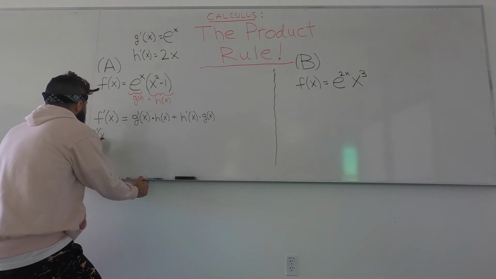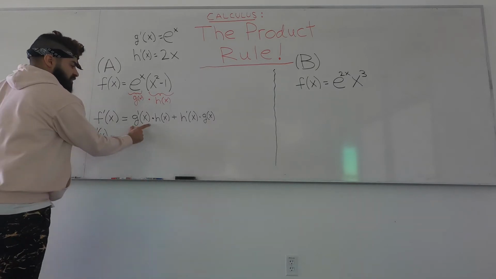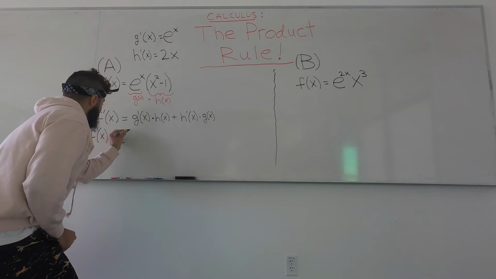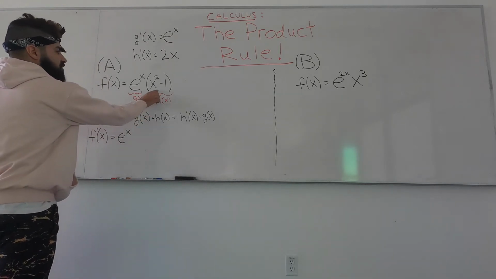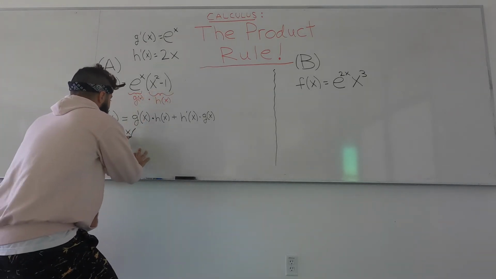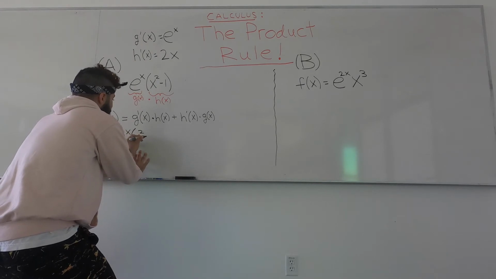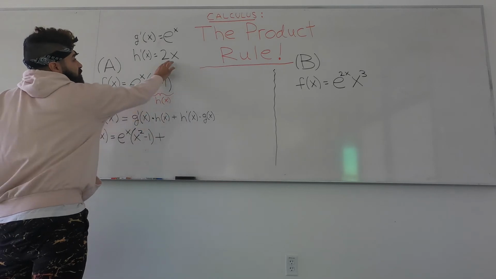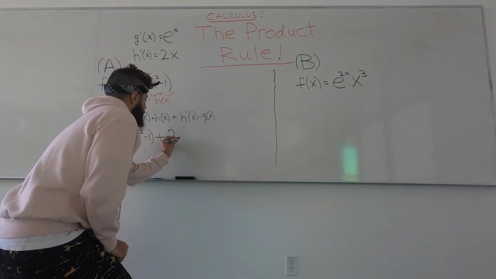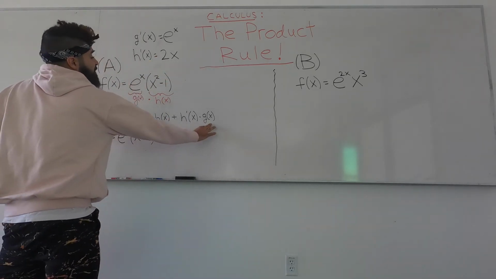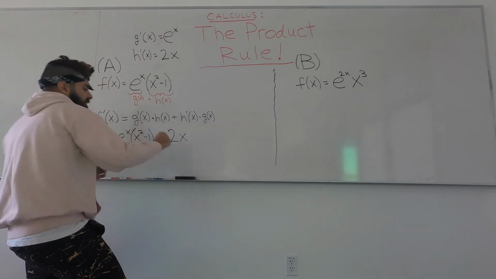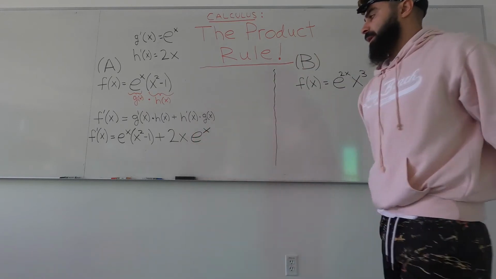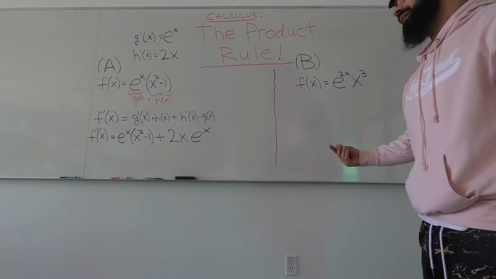Okay? So f prime of x equals g prime, now we're just plugging in, is e to the x. Regular h is this, x squared minus 1. Plus, what's h prime? 2x. What's the regular g function? It was e to the x. And we're pretty much done.